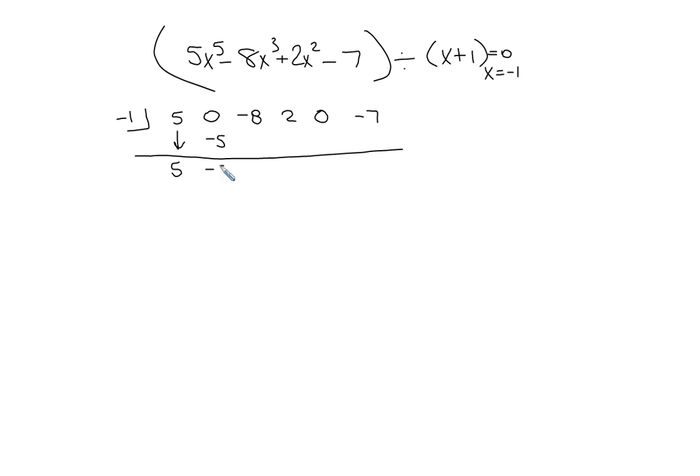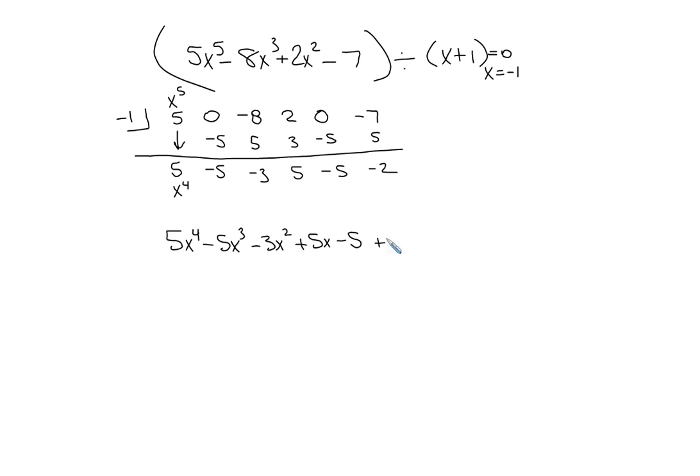Negative 5, which gives you negative 5. Positive 5, sorry, let me get this going again. So that gives us positive 5, negative 5 times negative 1 gives us positive 5, that's 0. Negative 3 times negative 1 is 3, that's 5. 5 times negative 1 is negative 5, that's negative 5. Negative 5 times negative 1 is 5, that's negative 2. So this was x to the 5th, so what is this going to start at? X to the 4th. So our answer is going to be 5x to the 4th minus 5x cubed minus 3x squared plus 5x minus 5 plus negative 2 over x plus 1.